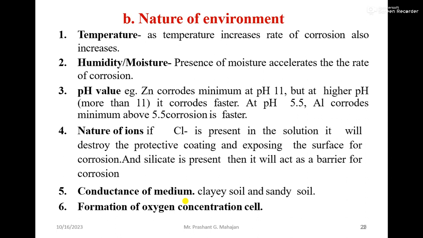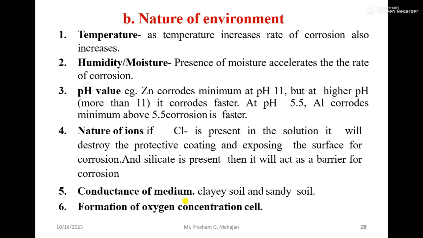humidity or moisture. Presence of moisture accelerates the rate of corrosion, as it is acting as an electrolyte or conducting medium. Third one is pH value. So don't write like this, as pH increases, corrosion increases. You remember, low pH means acidic, high pH means basic. That means at acidic and basic pH, both corrosion occurs. So don't write like this.